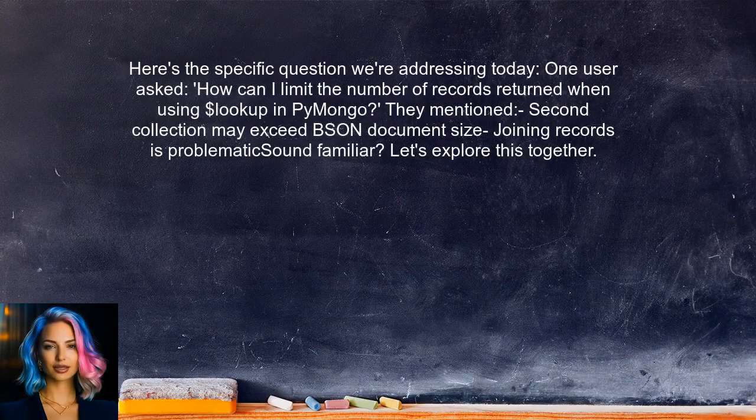Here's the specific question we're addressing today. One user asked, how can I limit the number of records returned when using $lookup in PyMongo? They mentioned that their second collection might exceed the BSON document size when joining records. Sound familiar? Let's explore this together.